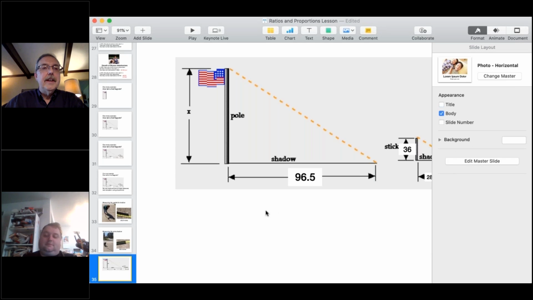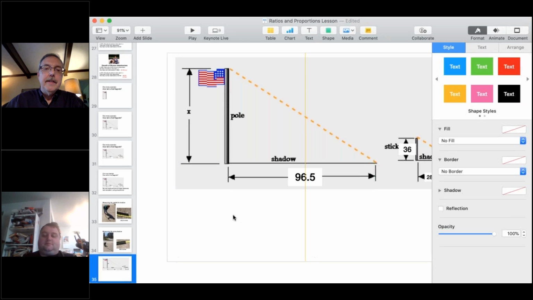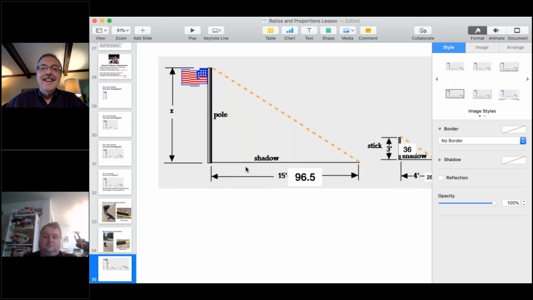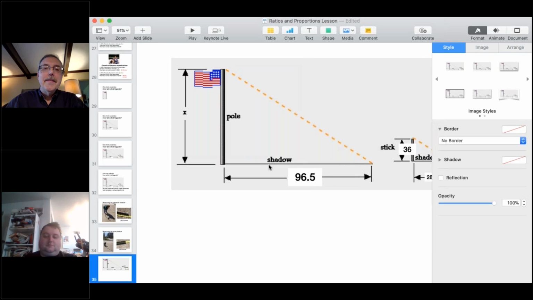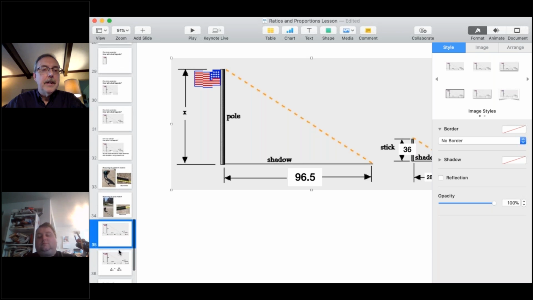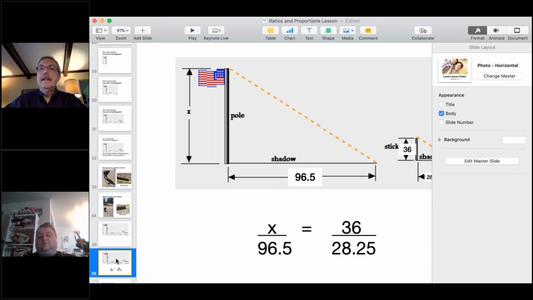So we've got our pole that we don't know the height of. We've got 96.5 inches on the long shadow. We've got a 36-inch yardstick. We've got 28.25 inches on the shadow that goes over there. So let's figure out how we're going to set up those equations.